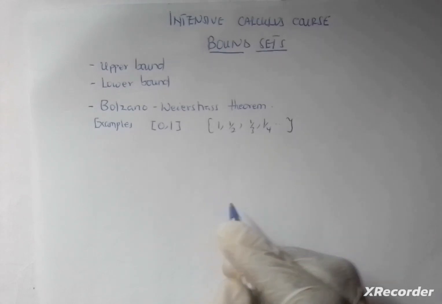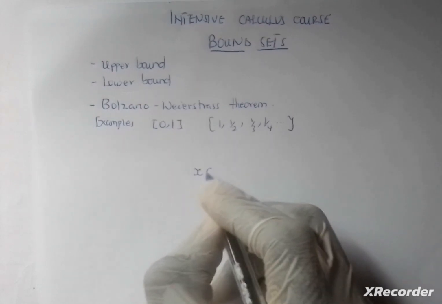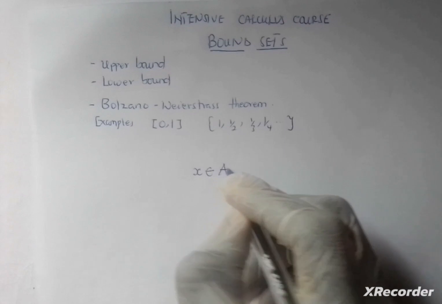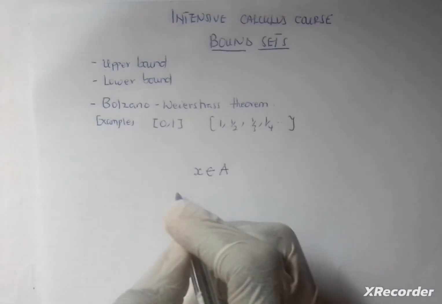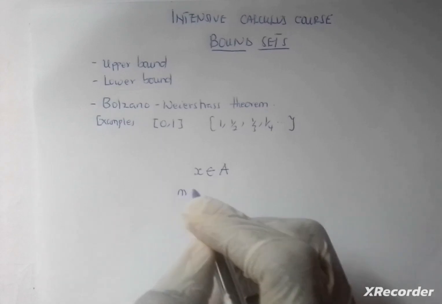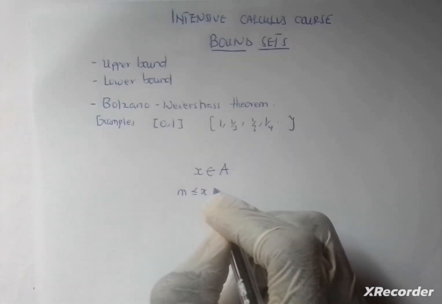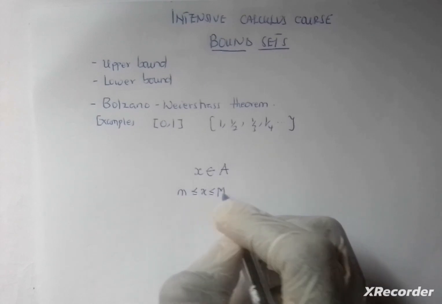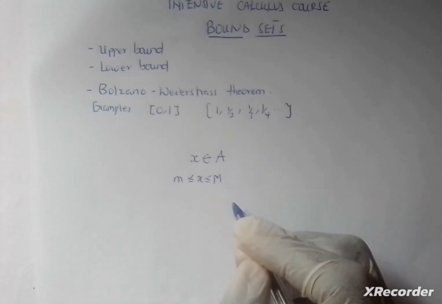Whenever I have a set, and let's say X is a member of a set A, and if in this set there is a particular number small m which is less than or equal to X, and there is another particular number which is capital M which is greater than or equal to X, then we say that the set A is bounded.